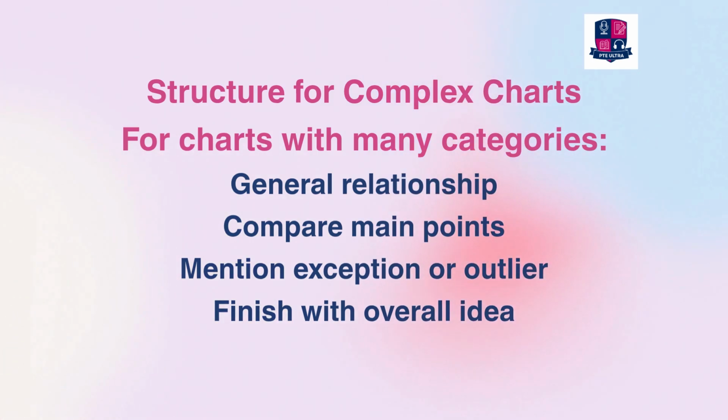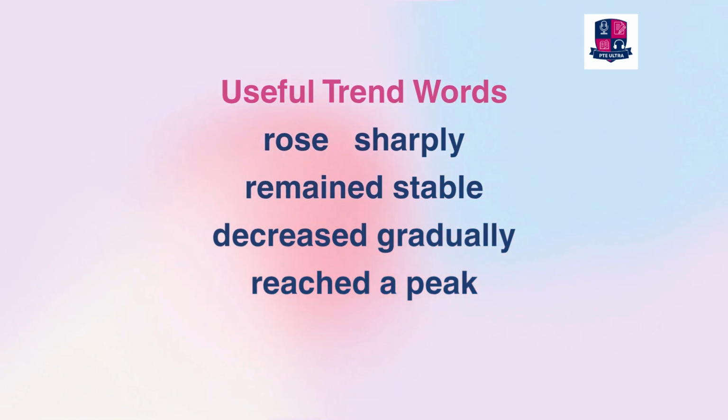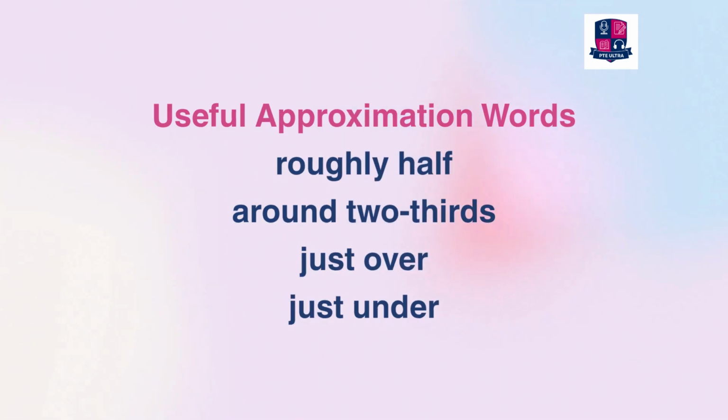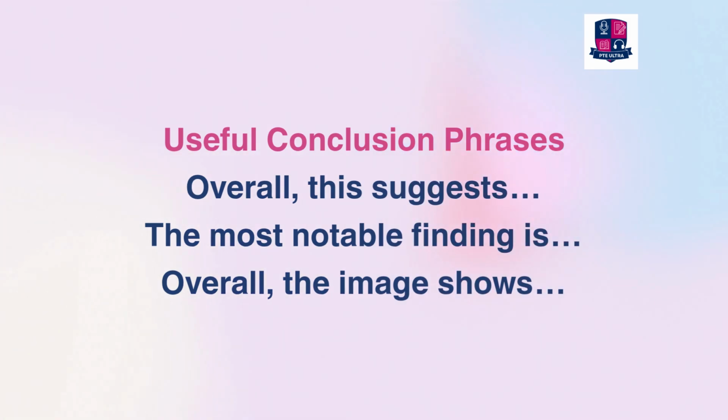You can also use simple analytical vocabulary to make your answer sound better. For trends, you can say, rose sharply, remained stable, decreased gradually, or reached a peak. For comparison, you can say, in contrast, significantly lower, slightly higher, or nearly double. For approximation, you can say, roughly half, around 2/3, just over, or just under. For conclusions, you can say, overall, this suggests, or the most notable finding is.